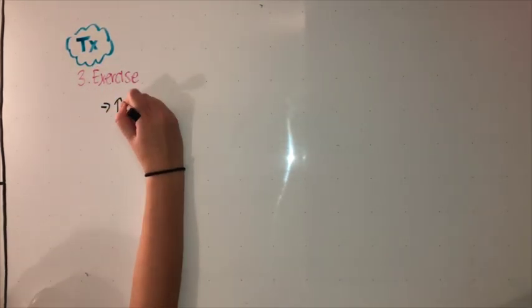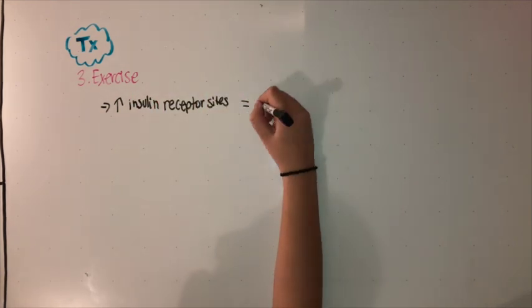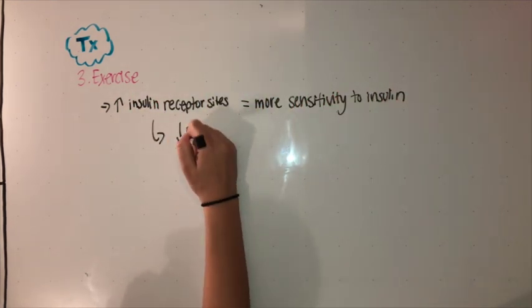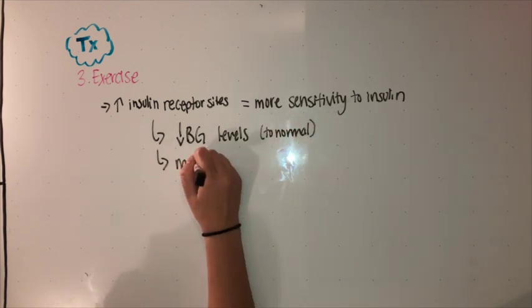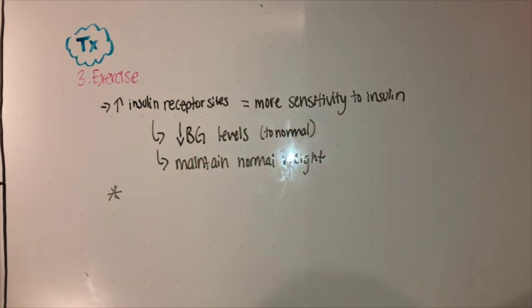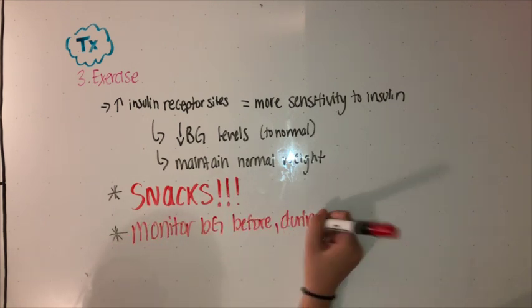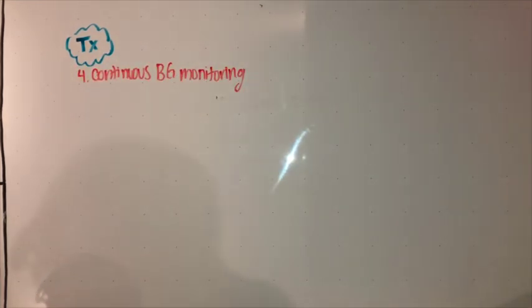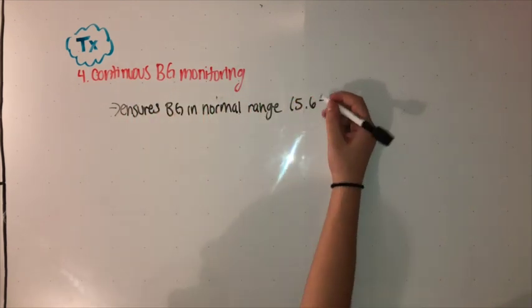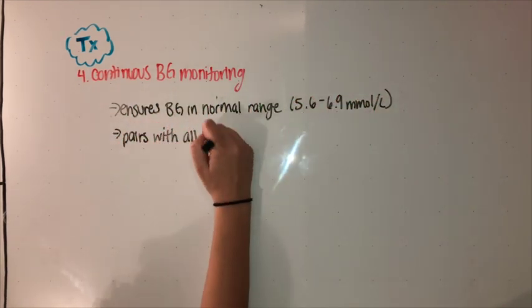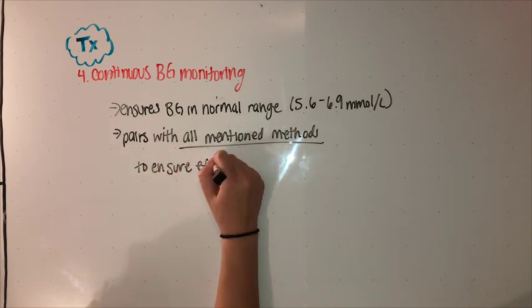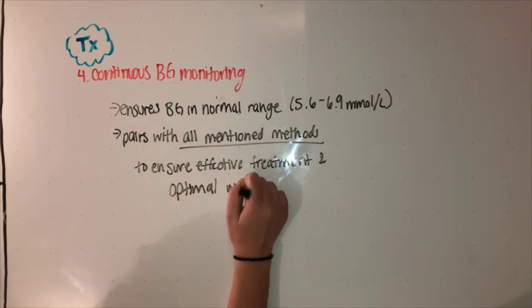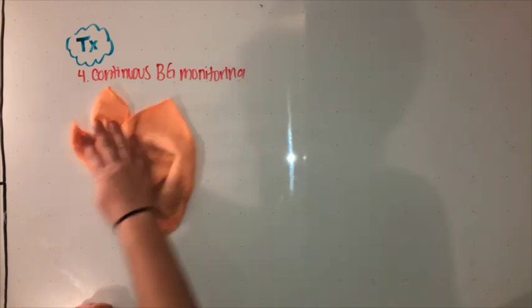Next, exercise. So insulin receptor sites can be increased and more sensitive to insulin when you exercise, and this is going to result in lower blood glucose levels as well as maintenance of normal weight. It is important to have snacks and to monitor your blood glucose before, during, and after exercise, just so you can avoid any hypoglycemic episodes. Also, continuous blood glucose monitoring is very important because you want to stay in that range because you don't want to have hypoglycemia or hyperglycemia, and it's important because it'll monitor the efficacy of your treatment.